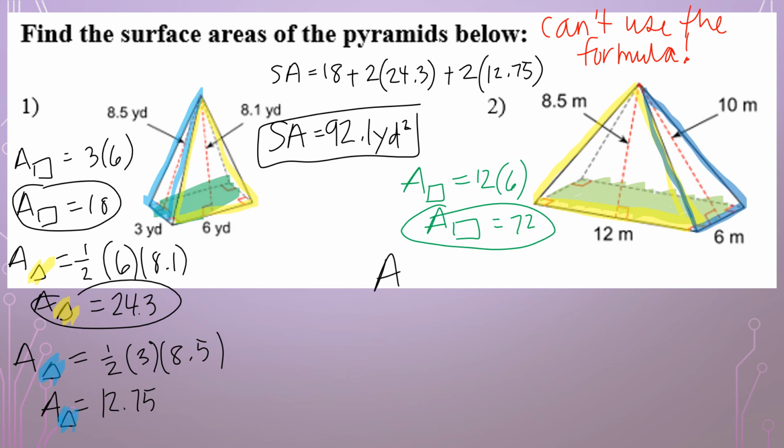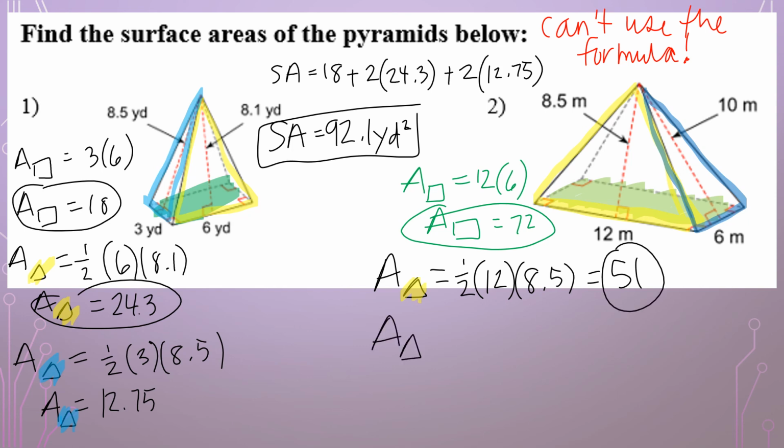Area of the yellow triangle is 1/2. The base of the yellow triangle is 12. The height of that yellow triangle is 8.5. So you end up getting 51 for that one. The area of the blue triangle is 1/2. The base of the blue triangle is 6. The height of the blue triangle is 10, and that would be 30.